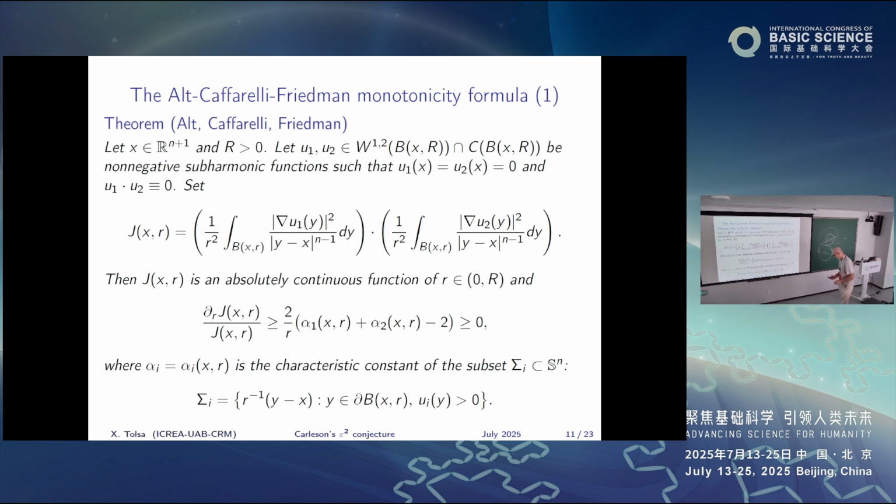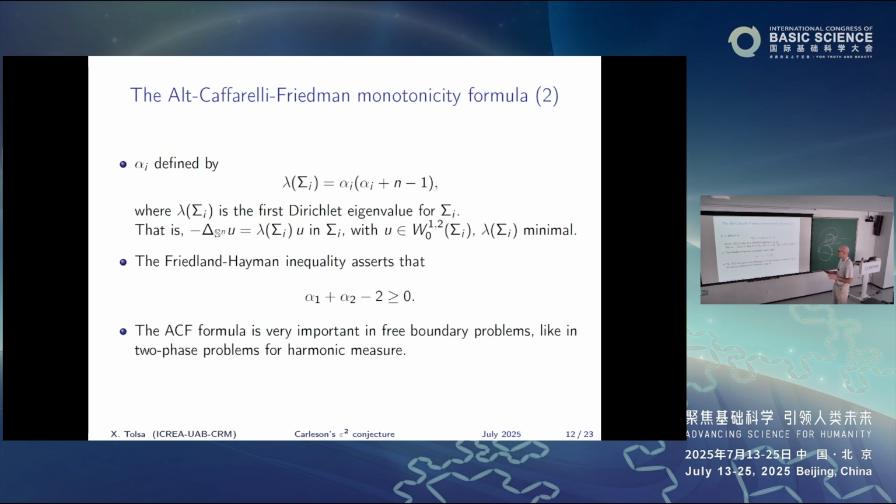What are the characteristic constants? Essentially, there are these numbers whose definition is not geometric. So up to now, everything looked very geometric measure theory. But what we do is we consider this subset sigma I of the sphere. This is a domain in the sphere, an open set of the sphere. And then we consider the first Dirichlet eigenvalue for this set sigma I.